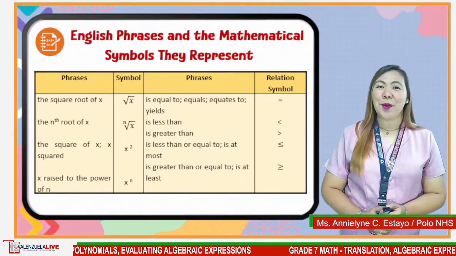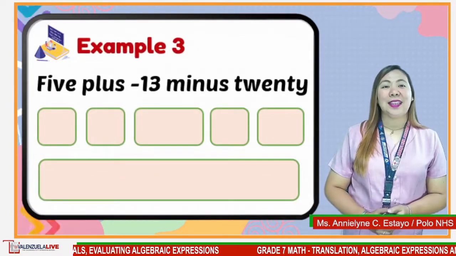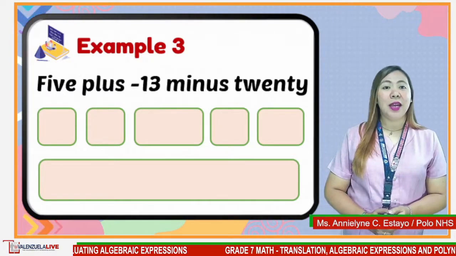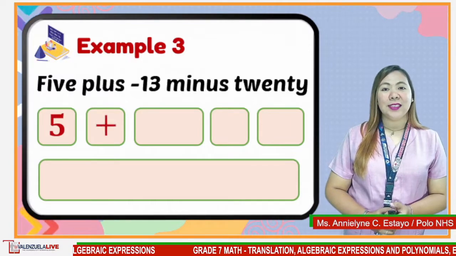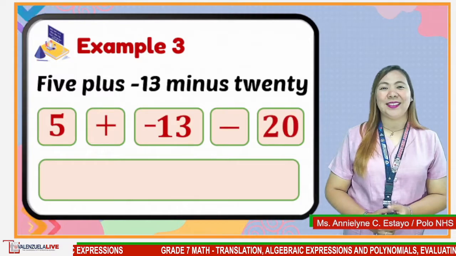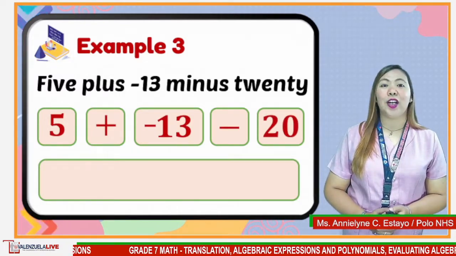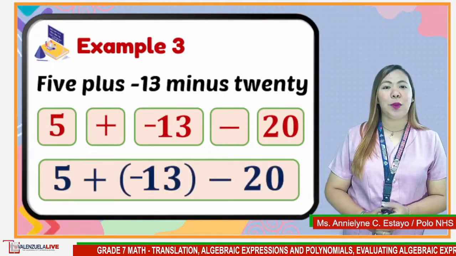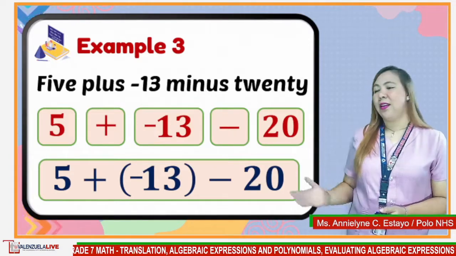For example, number 3, 5 plus negative 13 minus 20, its mathematical translation is 5 plus negative 13 minus 20. Plus sign and negative sign of 13 are consecutive signs. That's why we have to put parentheses in negative 13, so we write it like this.